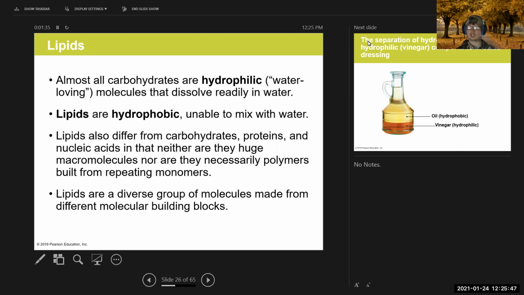However, lipids, unlike carbohydrates, are not hydrophilic. They are hydrophobic, so they do not mix well with water. So if you've ever poured vegetable oil in water, you know that if you leave it alone, they will separate and the oil will form a layer above the water, or below the water, just depending on the density of each liquid.